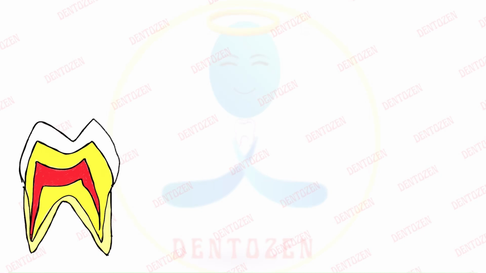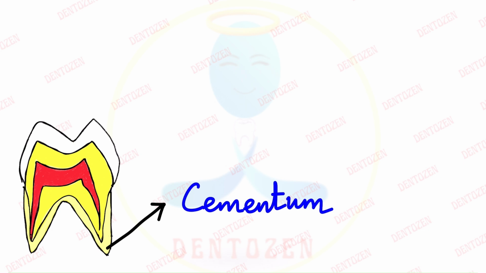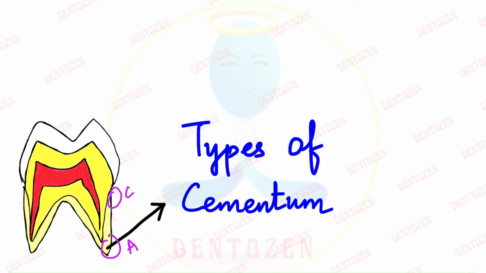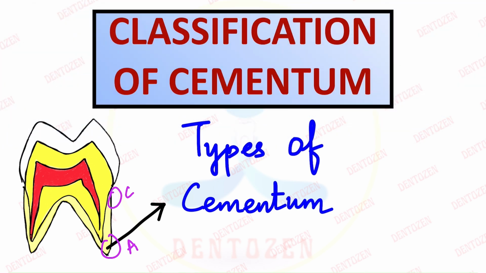Roots of our teeth are covered by cementum, which can be different on the cervical region and totally different on the apical region of the roots. So based on that, we can have different types of cementum, which is also called classification of cementum and can be an important theory exam question for you. So what are the different types, how they are named, we'll get to know all the details in this video.